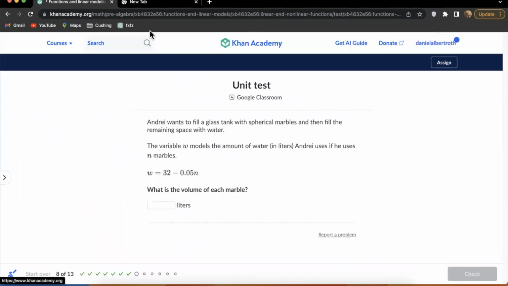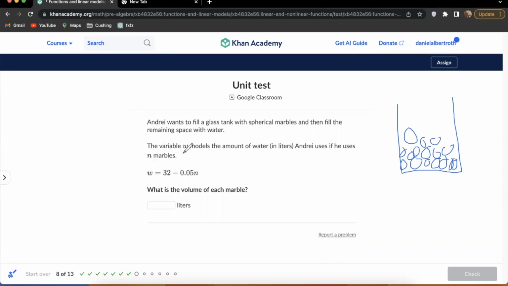This question says, Andre wants to fill a glass tank with spherical marbles and then fill the remaining space with water. So it's a glass tank and there's a bunch of marbles, and I guess they would stack on top of each other and fill this whole space somehow. And then we're going to pour water in to fill the empty space in between all the marbles. And maybe this will go all the way up. So the variable W models the amount of water in liters Andre uses if he uses n marbles.